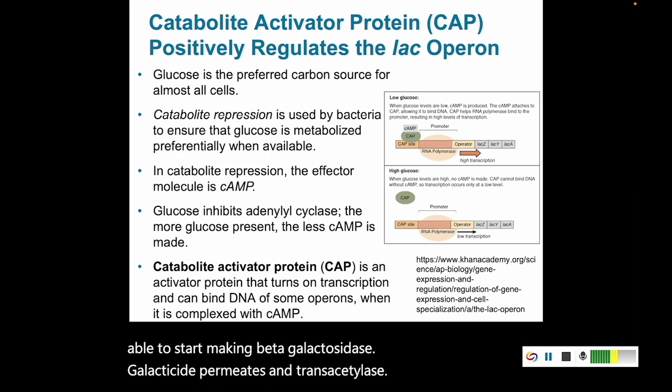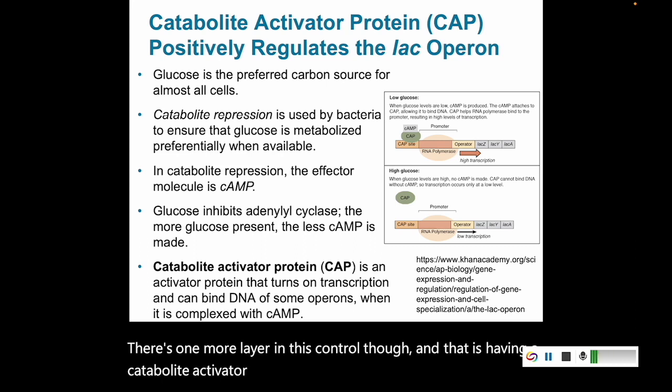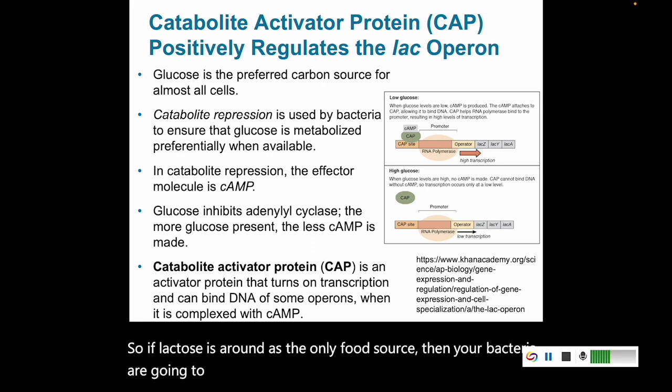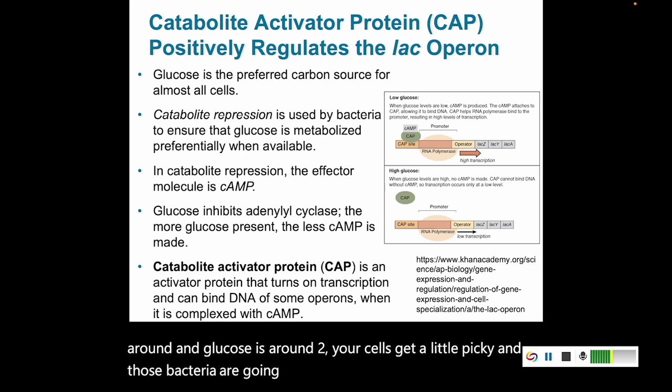There's one more layer in this control, though, and that is having a catabolite activator protein, or a CAP. So if lactose is around as the only food source, then your bacteria are going to use lactose as a sugar source. However, if lactose is around and glucose is around too, your cells get a little picky, and those bacteria are going to choose to use glucose instead.